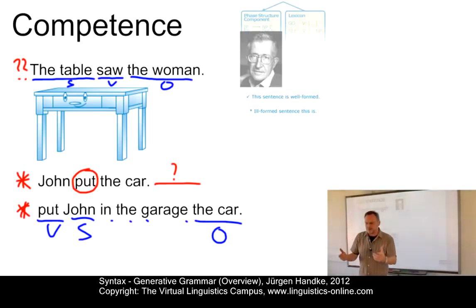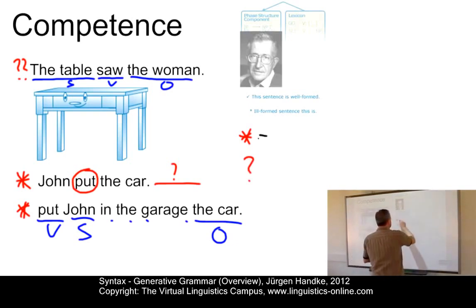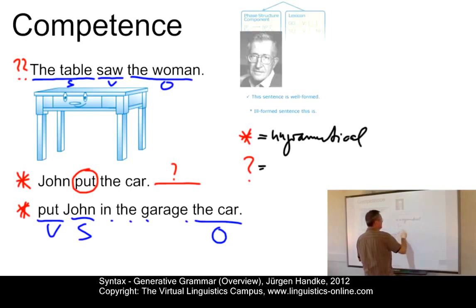So now we've already learned how to assess the status of a sentence, and in linguistics we use 2 symbols, the asterisk and the question mark. The asterisk means ungrammatical, and the question mark means it is non-meaningful.